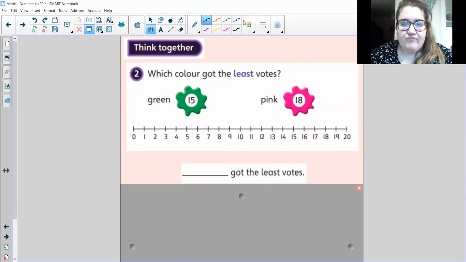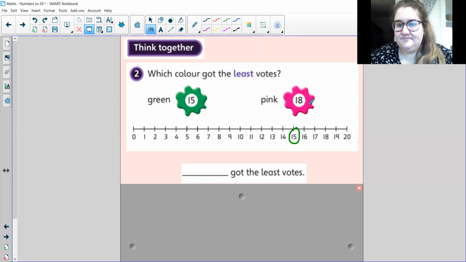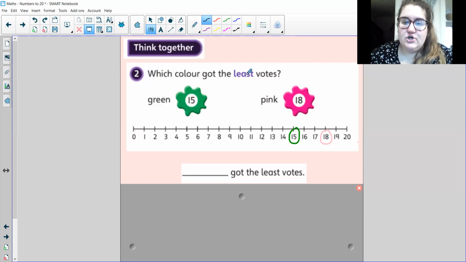Here we go. So, which colour got the least amount of votes? Now, we've not got to count them this time because the numbers are represented here. So, can you tell me how many votes did green get? Well done. Green got 15 votes. Okay. And how many votes did pink get? Got 18 votes. Fabulous.